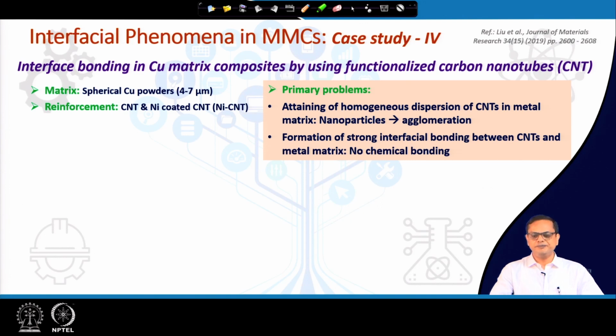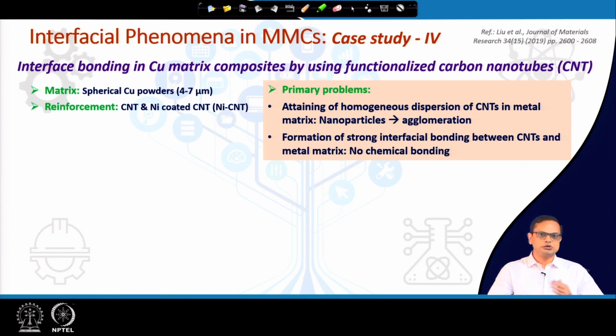The second problem is that carbon nanotube and metal matrix generally do not form any kind of chemical bonding at the interface, so it relies mostly on mechanical bonding. How the bonding could be improved, or how the wettability between CNT and metal matrix could be improved, is another area of research. We will discuss these two points as we go along.